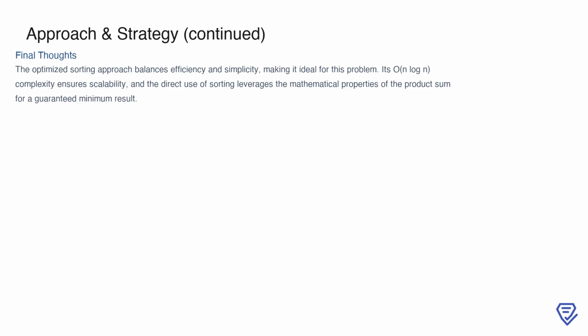With a time complexity of O(n log n), it is scalable and capable of handling larger input sizes comfortably. By directly using sorting to pair elements strategically, this method leverages the mathematical properties of the product sum to guarantee a minimum result. This approach not only avoids the computational pitfalls of brute force but also provides a reliable and elegant solution to the problem. Overall, the combination of efficiency, simplicity, and mathematical soundness makes the optimized sorting approach the most practical and effective strategy.